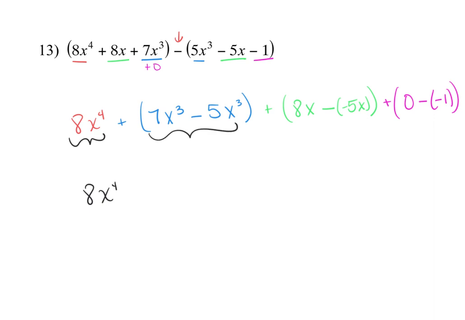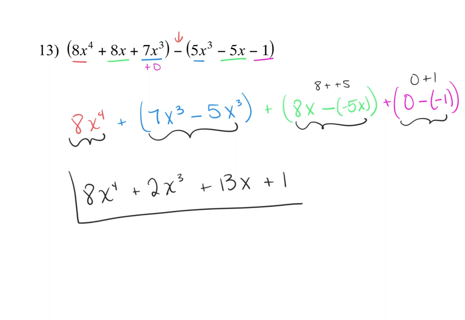These combined, 7 minus 5 is 2, x cubed. 8 minus a negative 5, that is the same thing as 8 plus a positive 5. So this one becomes 13x. And here's where I have the biggest mistakes when I have just a subtraction in my last one. This is 0 minus a negative. It's the same thing as plus. So I end up with a plus 1 right there.